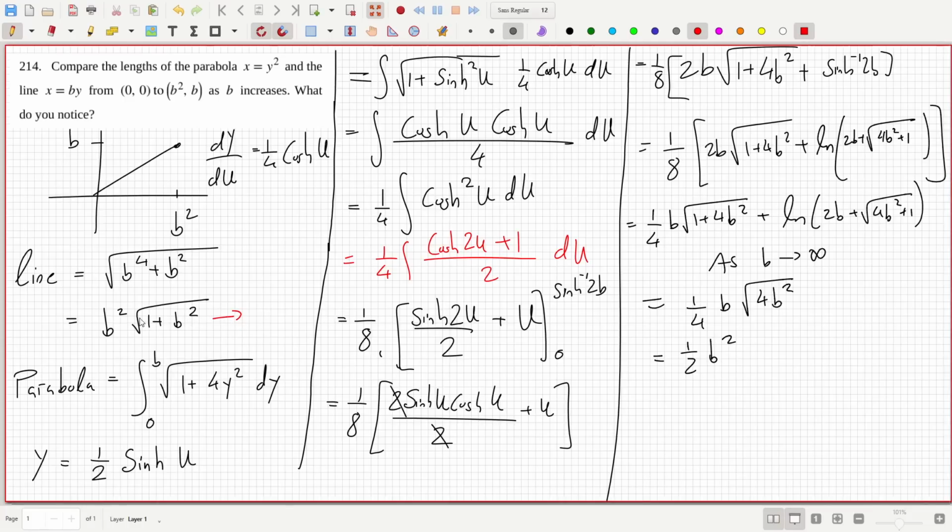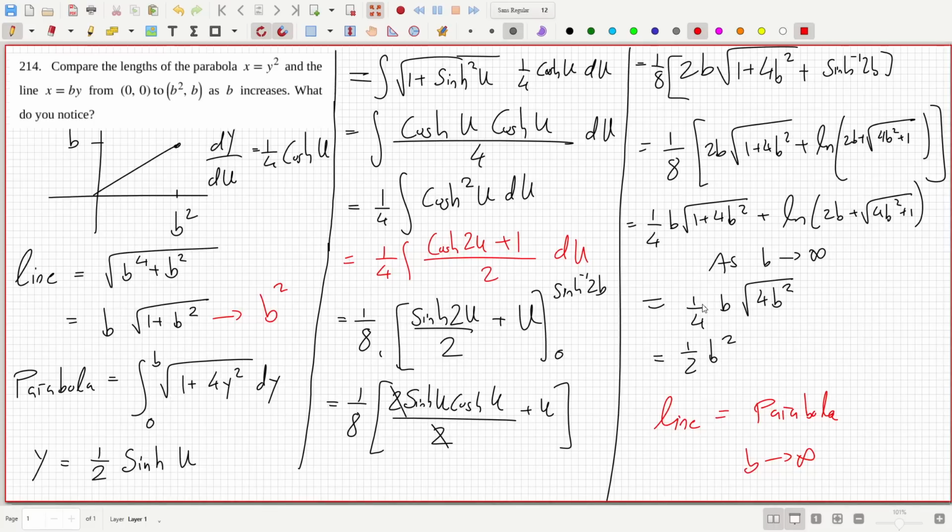oh, I'm sorry, that should have been b, not b squared. When you take it, it's square root of b squared, so just b, and that tends to b squared. So I was imagining this going to b squared as well as b increases. I was expecting that the line will equal the parabola as b goes to infinity, but I'm off by a factor of 2, which is very frustrating.